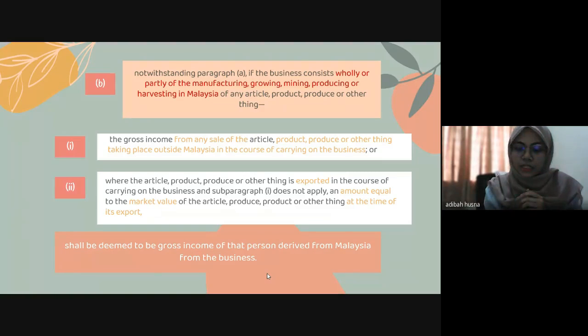For example, in paragraph B, a manufacturing water pump company in Malaysia secures an order from a Nepal company to supply water pumps. The export of water pumps to Nepal is deemed to be derived from Malaysia, as the gross income is from the sales of its manufactured product to a place outside of Malaysia, which is Nepal.